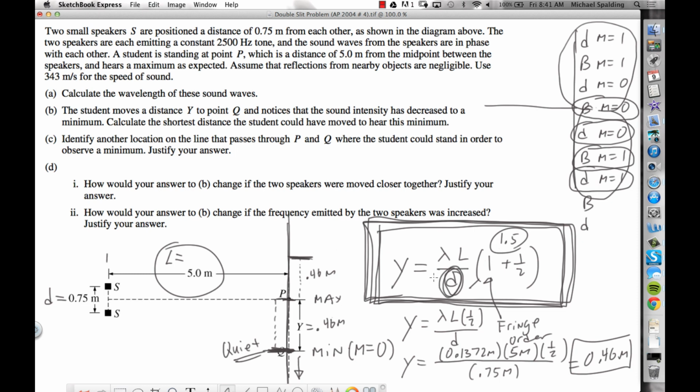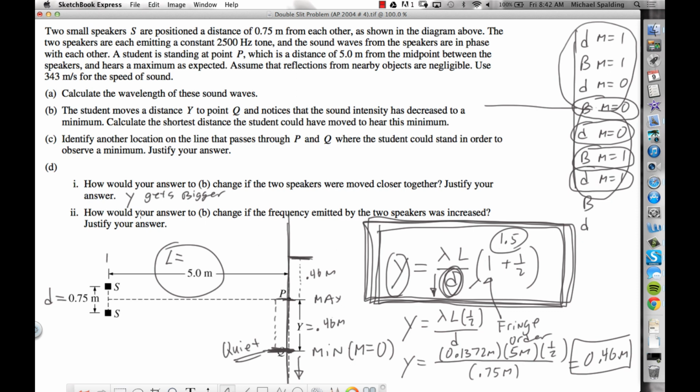If D got closer together, well, what are they talking about? Making D bigger or D smaller? Smaller. If D gets smaller, what's going to happen to Y? It's going to get bigger. That's the answer. Y gets bigger. That's what they're looking for. The spacing between the loud and the quiet gets larger.